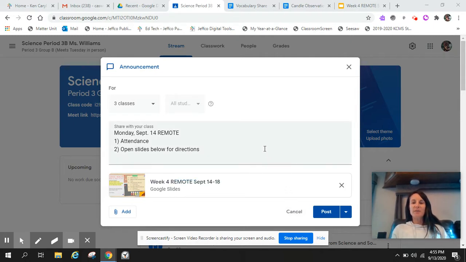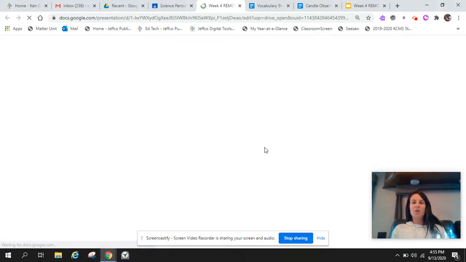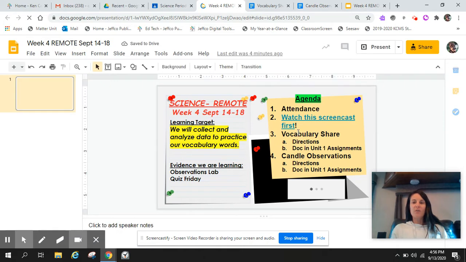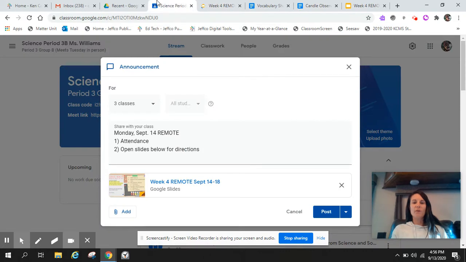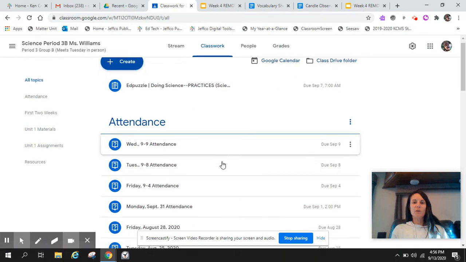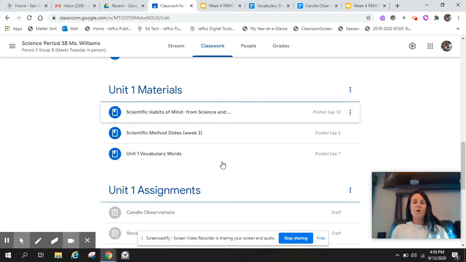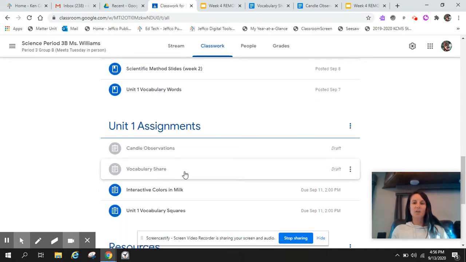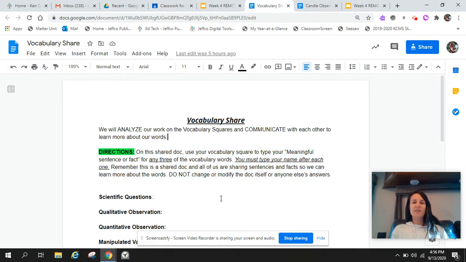So for our first assignment for this week in science, you'll see it located on number 3 of the slides. It's called vocabulary share. It says the directions, which you are listening to now, and then the doc is located in Unit 1 assignments. So when you go into your Google Classroom and you go into your classwork, under Unit 1 assignments, you will see vocabulary share. Yours will be in a color by the time you see this. And when you open it, here's what it says.